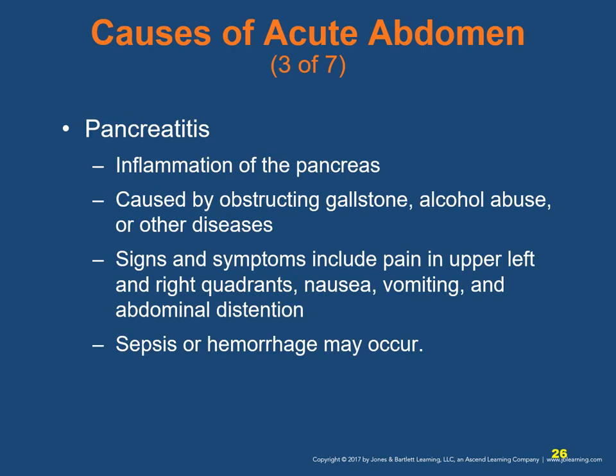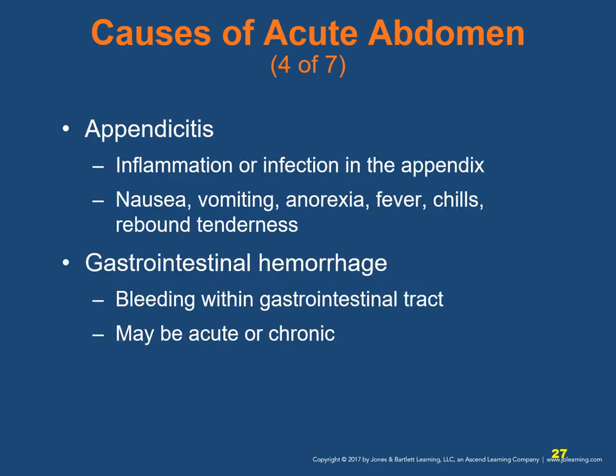Pancreatitis is inflammation of the pancreas. It is caused by an obstructing gallstone, alcohol abuse, or other diseases. Signs and symptoms include severe pain in the upper left and right quadrants, and it often radiates to the back. The patient may report that the pain is worse after eating. And the symptoms that appear are typically nausea, vomiting, abdominal distension, tenderness, and sepsis or hemorrhage may occur. So look for fever and tachycardia.